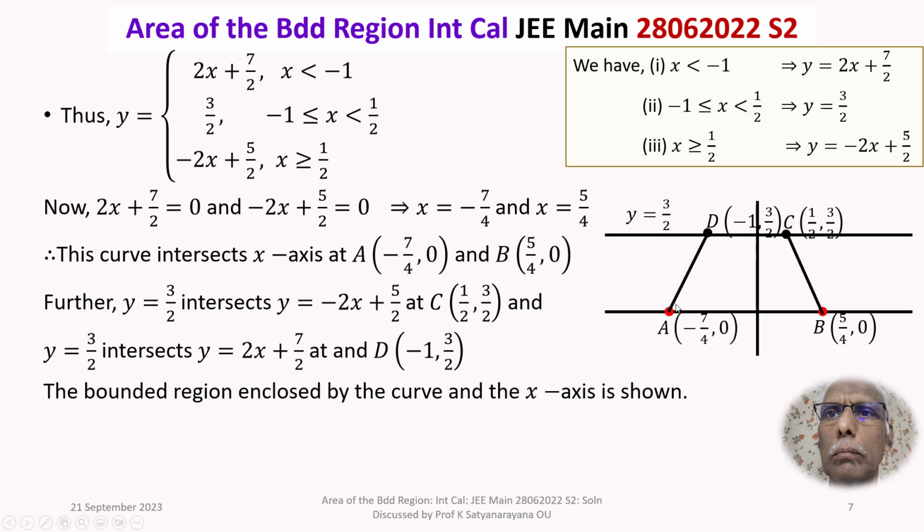Now the bounded region enclosed by the curve and the x-axis. Say the bounded region is bounded by this and the x-axis. So that means this part, it is shown shaded in the diagram. This is the shaded region. That is the bounded region, and whose area we are required to find. So that we will do in the next slide.